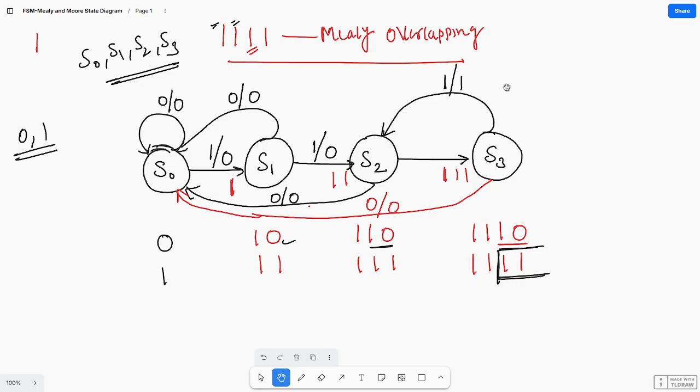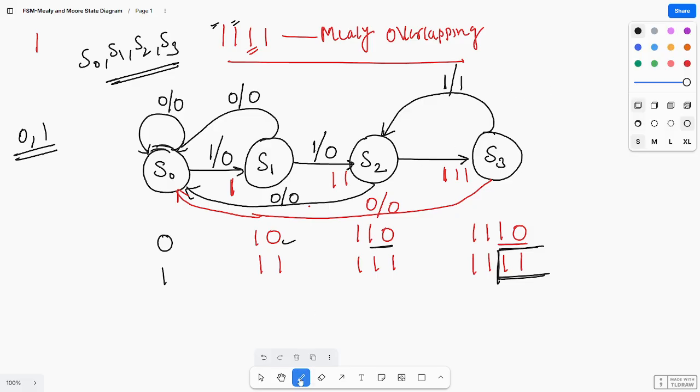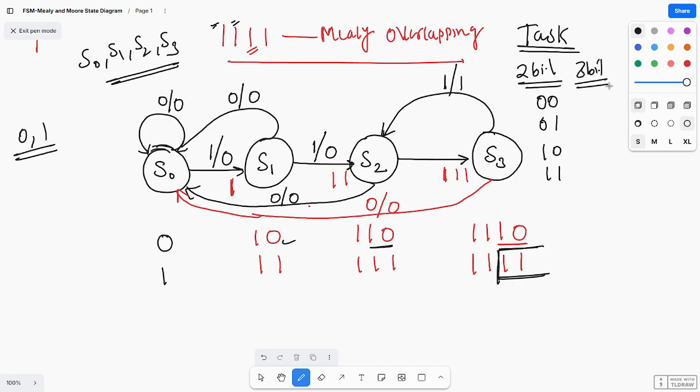So like this, try with the task I told you today. Today's task is Mealy non-overlapping and overlapping for 2 bit. 2 bit means 4 cases, 0 0, 0 1, 1 0, 1 1. 3 bit, like 0 0 0 to 1 1 1, excluding 1 0 1, which I already told you. 4 bit also, you try from 1 0 0 0 to 1 1 1 0.